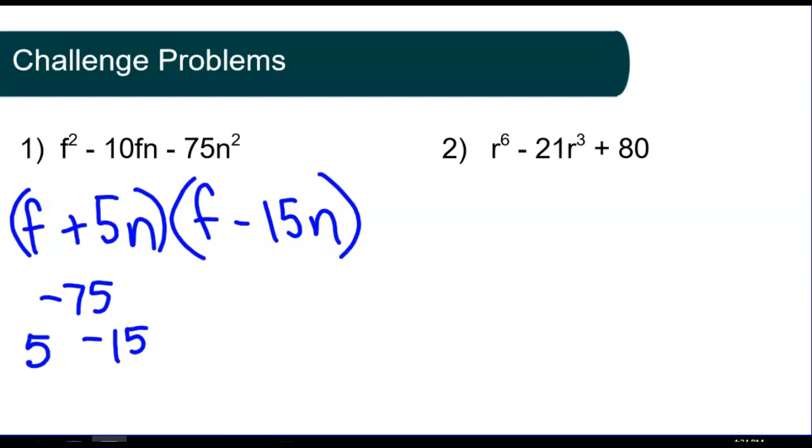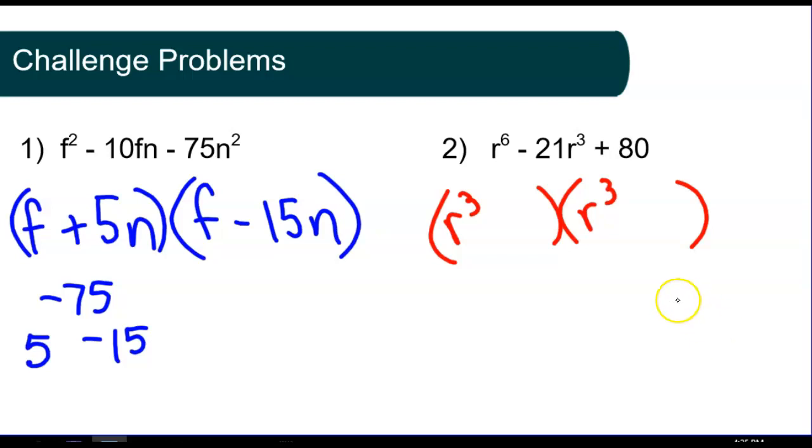And the last one here. Well, I've got r to the 6th. How can I get r to the 6th, but then I want r to the 3rd to be in my middle term? Well, if I multiply r to the 3rd times r to the 3rd, I know that's r to the 6th. And when I get the like terms there and add them together, it will be r to the 3rd.